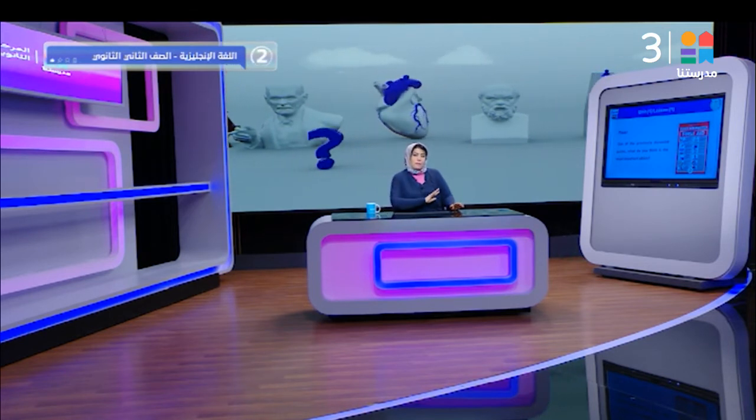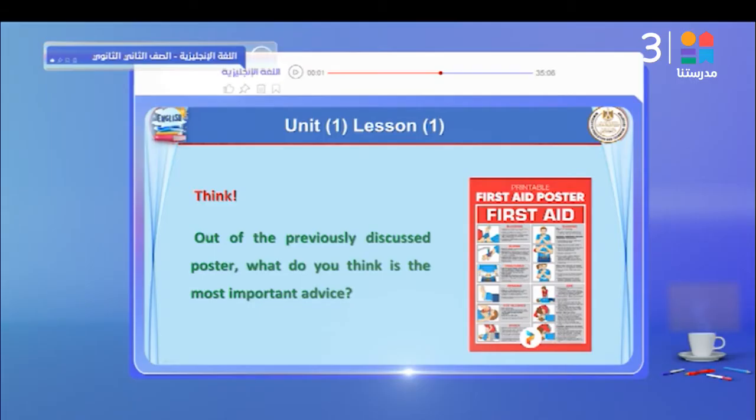Okay, those were in a poster related together about performing first aid. Okay, now I want you to think. Let's read this. Out of the previously discussed poster, what do you think is the most important advice? Okay, so we have 7 different pieces of advice. I want you to tell me, out of those pieces of advice, what is the most important one?